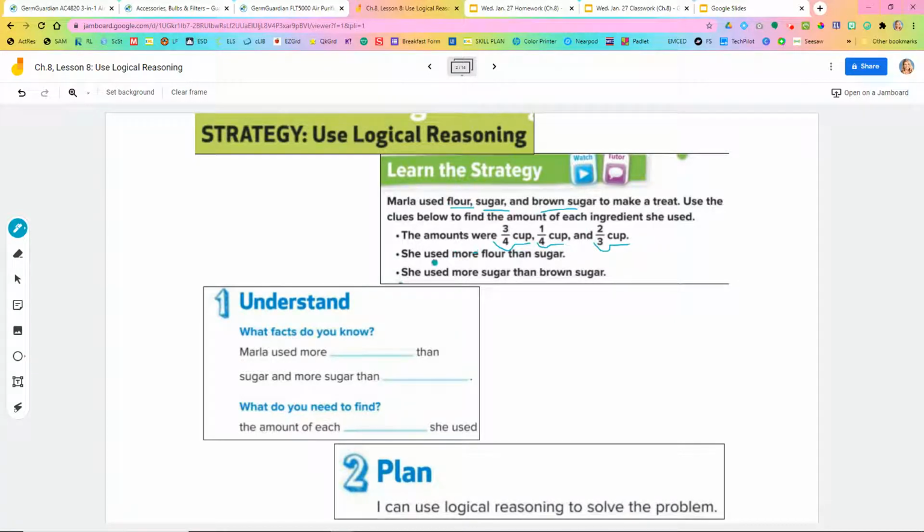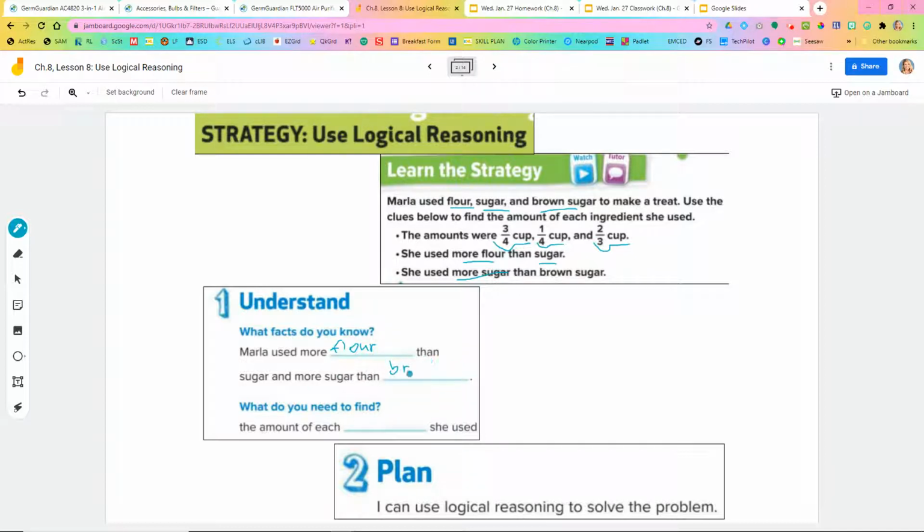My next clue is she used more flour than sugar. So you got to remember that I have more flour than I do sugar. Then it says she used more sugar than brown sugar. So right away, I should be kind of seeing an order of at least the ingredients. If I have more flour than sugar, but I have more sugar than brown sugar. All right, so let's think about the facts we know. We know that Marla used more flour, and my writing is terrible, but hopefully you can read a little bit of it. Marla used more flour than sugar and more sugar than brown sugar.